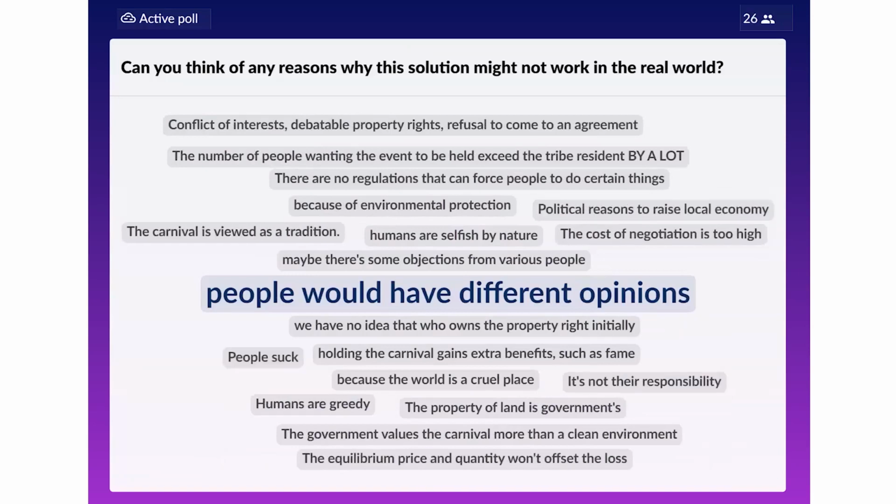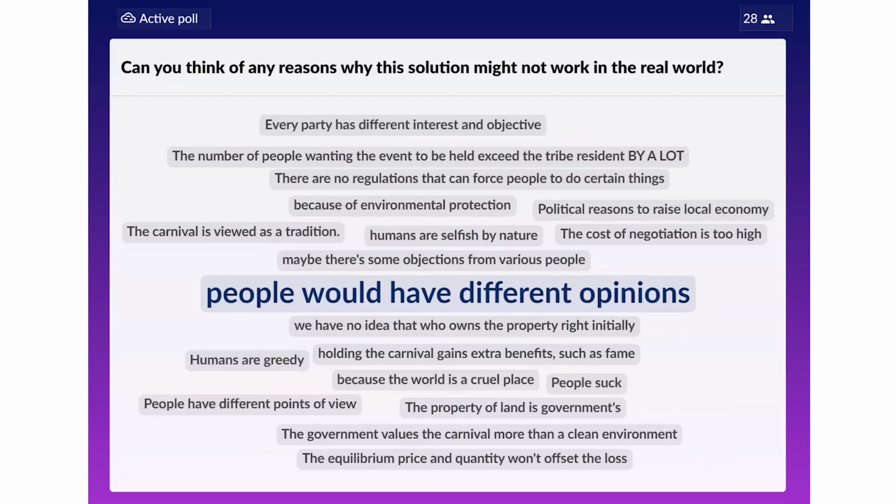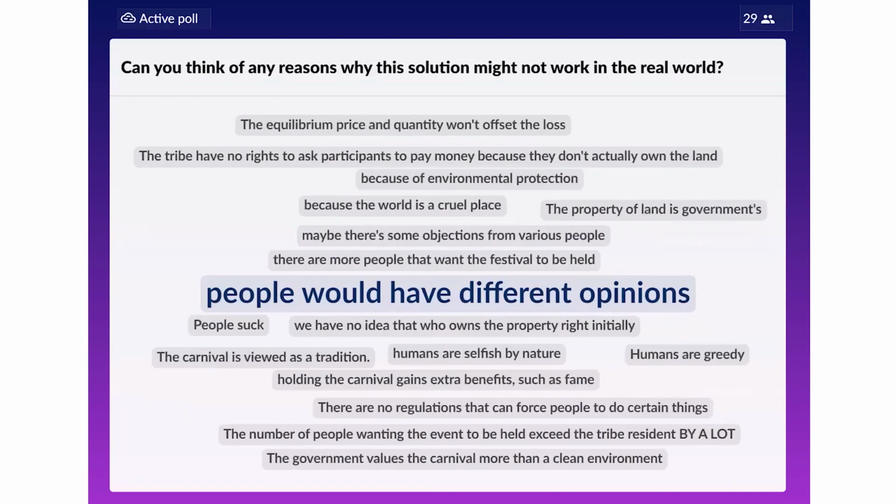We will hold a referendum. Should we have this event? The tribes would lose because there are thousands of people who swim in Sun Moon Lake every year, but there's only 1,000 Zhou tribe members. The government values the carnival more than a clean environment. That's also a problem. Humans are greedy. I love this. Humans are selfish by nature.